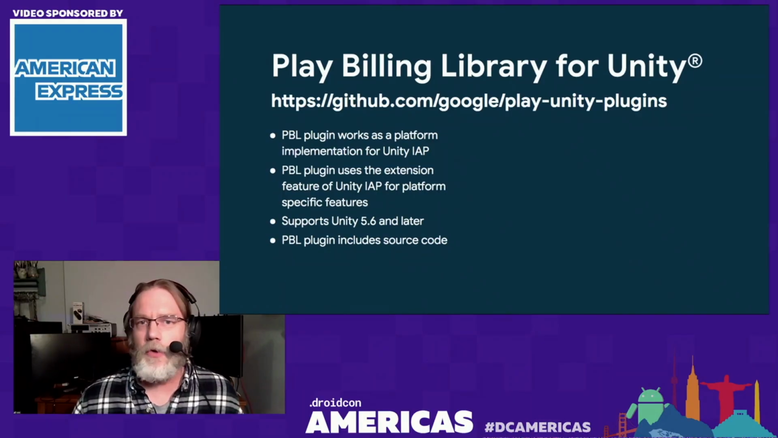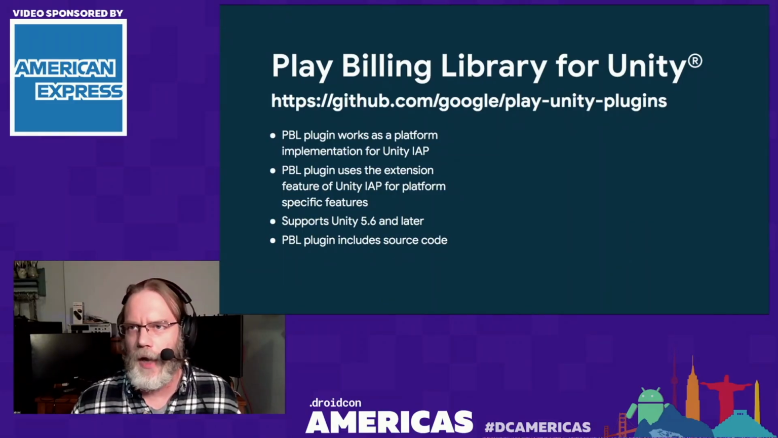Now, because Unity IAP is a common denominator, the Google Play Store and the Play Billing library do have features which aren't covered by the base API. Fortunately, there's an extension mechanism, and the Play Billing library plugin uses that to expose features that you may want to support on your Android version.